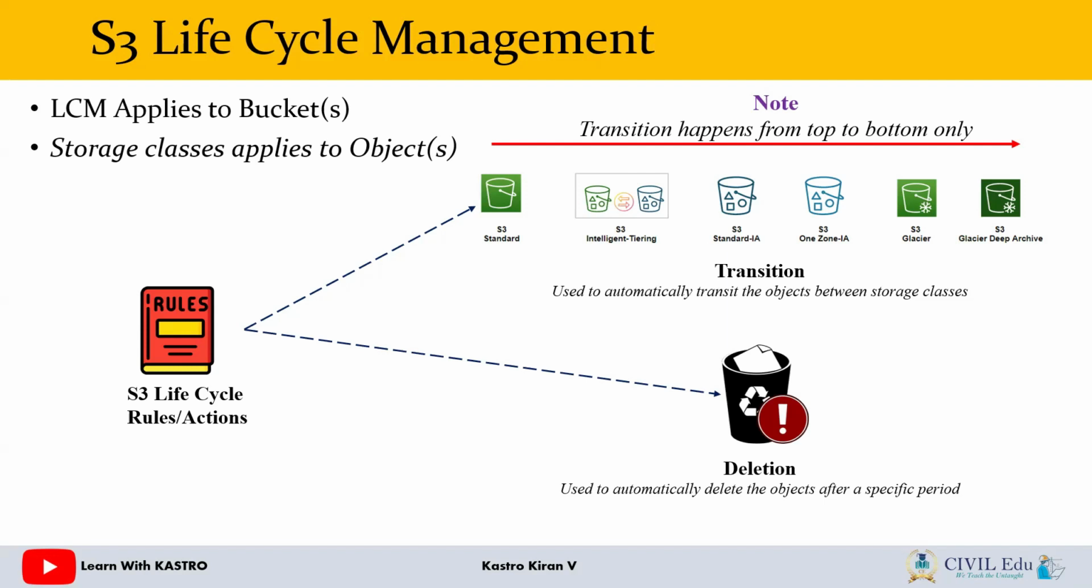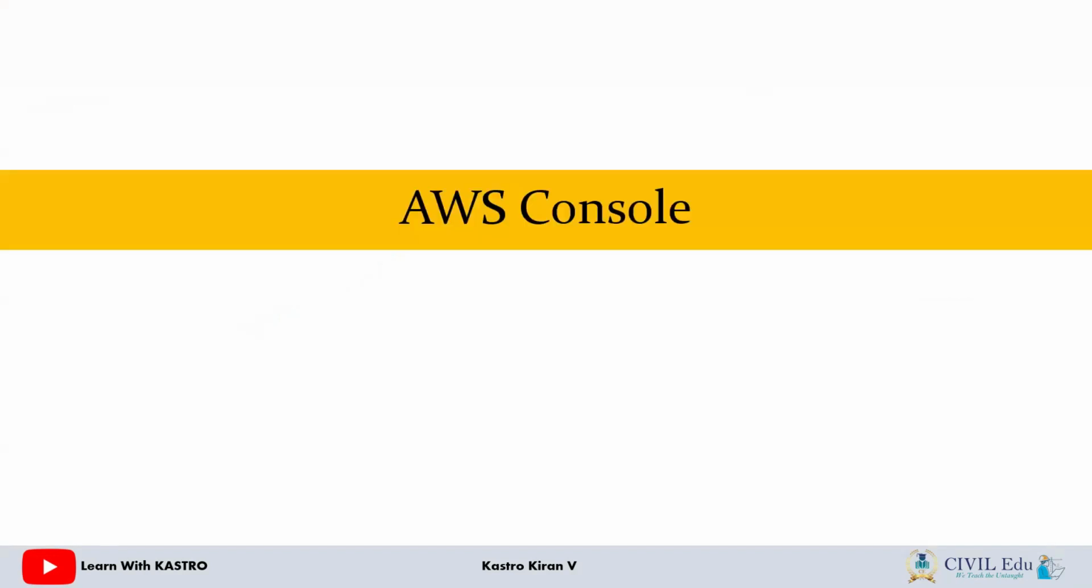Now, let us see what are the tasks that we are going to do with respect to the lifecycle management concept. First, let us create one bucket and then upload some objects into the bucket, or let us just create the bucket, and then let us configure the lifecycle rules. We are going to create both the transition policy as well as the expiration policy.